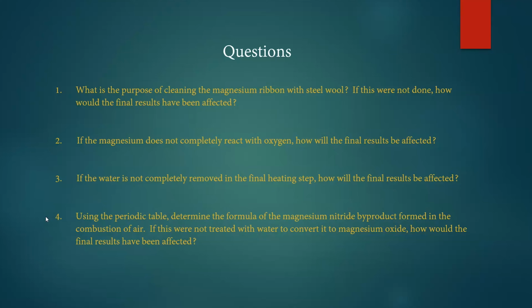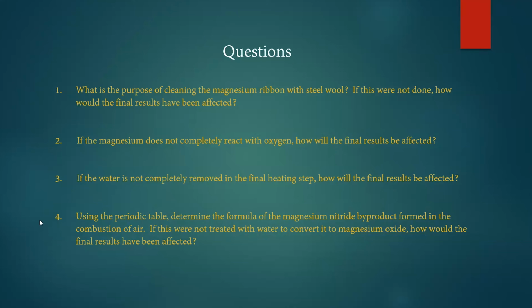And where students often lose points in this lab is they're not specific enough. I say, how would the results be affected? The student will say, it would be different. It would be wrong. That's not really what I'm looking for. I want to know exactly. Each of these 4 different errors or problems that can arise in the lab are going to change the masses that you measure at the end of the lab.